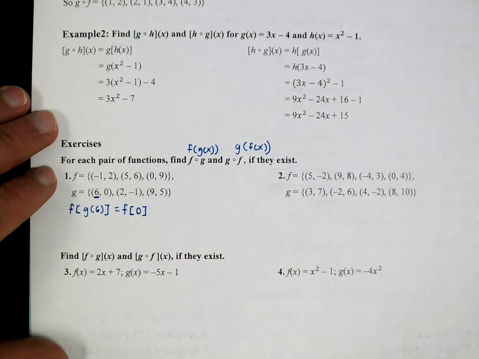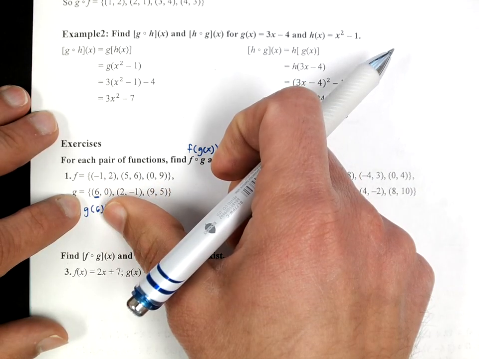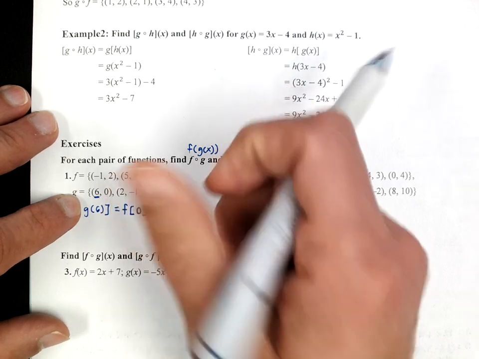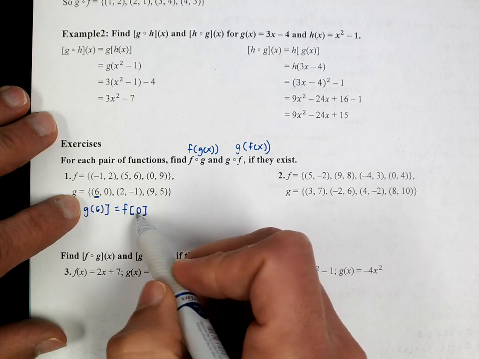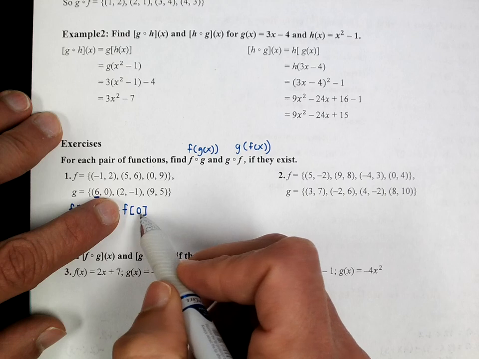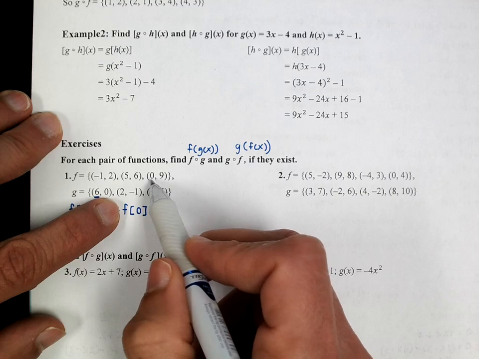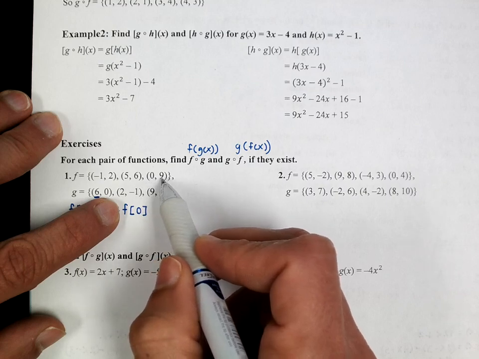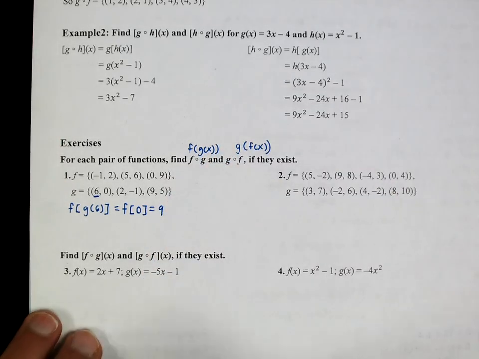Okay? Now remember, all I'm doing is I'm going to 6. G of 6 means what is the y coordinate when x is equal to 6, essentially. When x is equal to 6, y is 0. So that's what I have here. So now, f of 0, that actually means what is the y coordinate when x is equal to 0 on function f. So come up here, and you're going to find this 0, and the output, or the y coordinate, is 9.